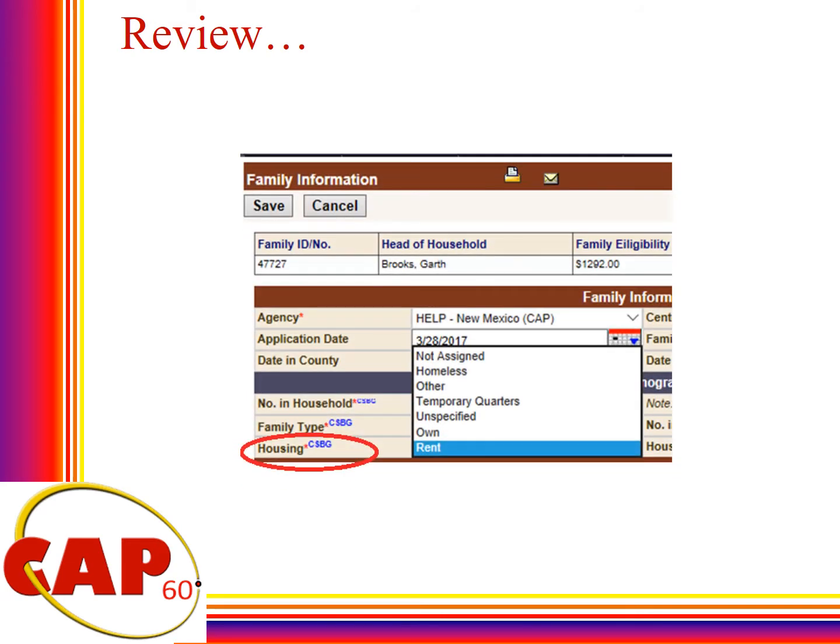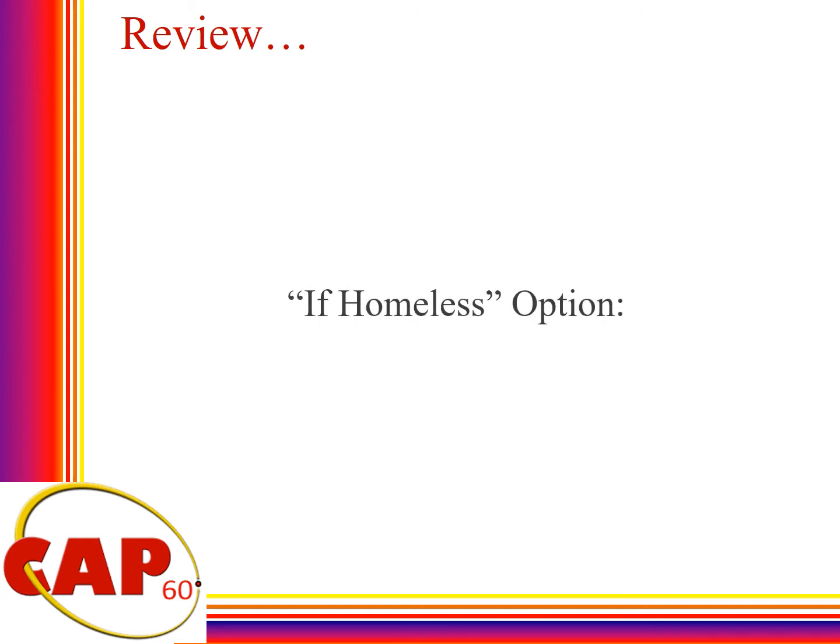The housing drop-down menu includes the following options: not assigned, homeless, other, temporary quarters, unspecified, own, and rent. This is also on the family information screen. Remember not to use the not assigned option and pay close attention to your client's household information.